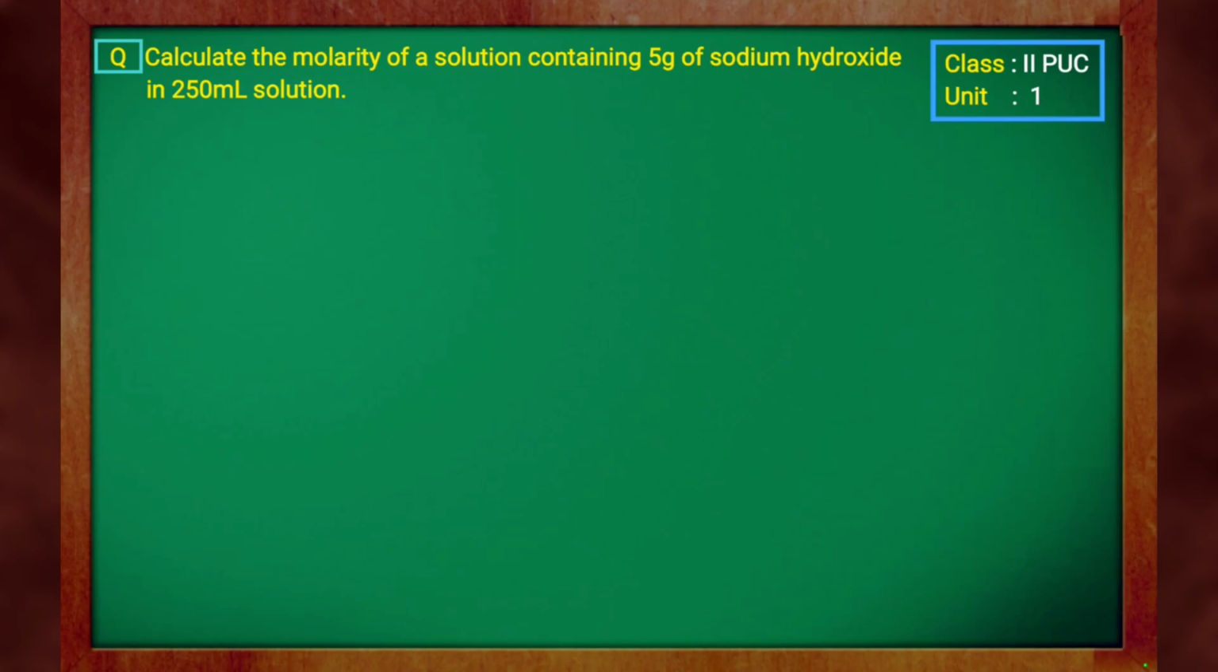Example 2. Calculate the molarity of a solution containing 5 gram of sodium hydroxide in 250 ml solution. So let me write the formula for molarity. Molarity is the number of moles of solute dissolved in 1 liter of the solution. So therefore the formula is moles of solute divided by volume of solution in liters.